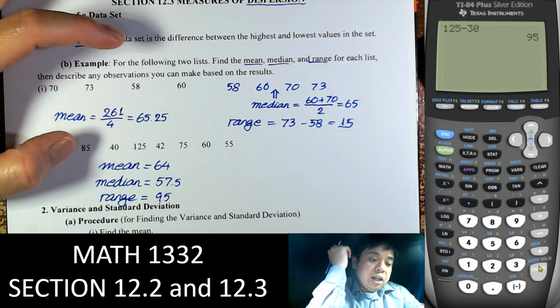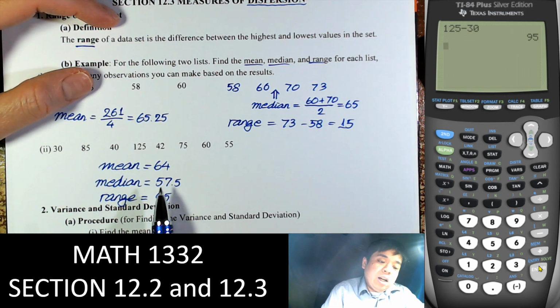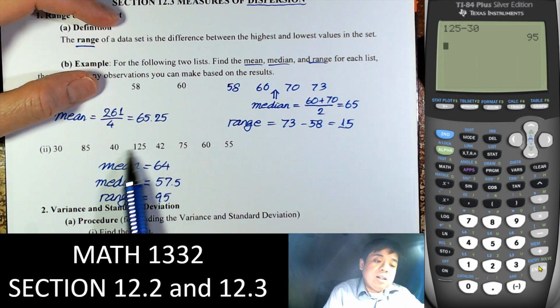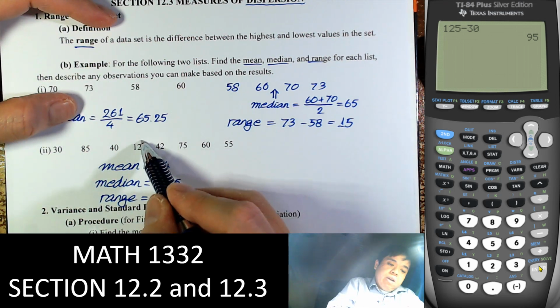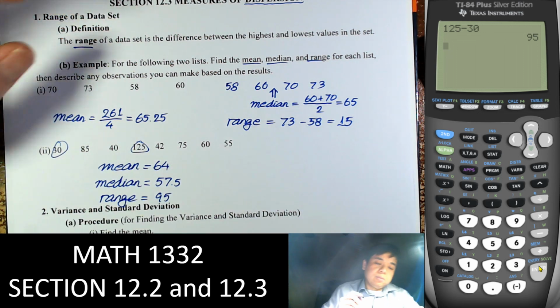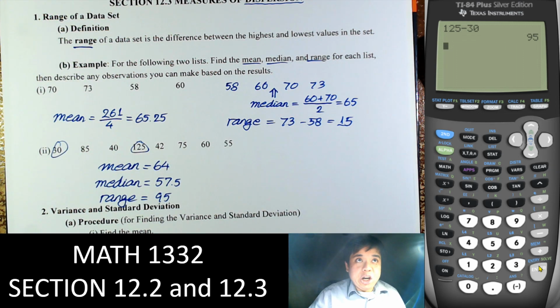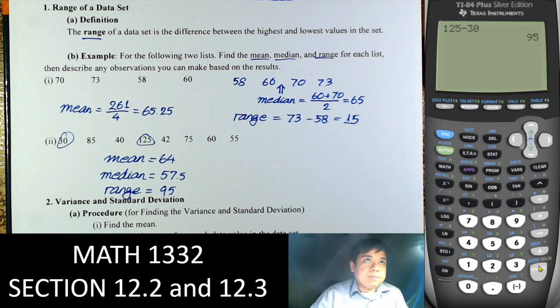The observation here is that in this case the median better represents the data because there are some extreme values, and the extreme values tend to change the mean. Anyway, if we just ask for the mean, the median, and the range, that's what we find.